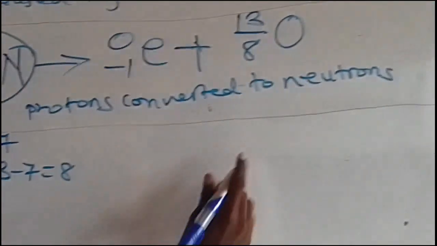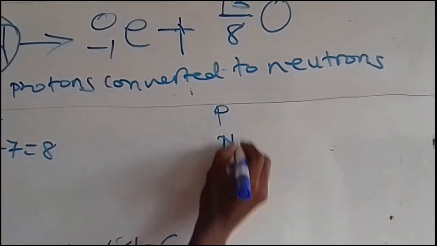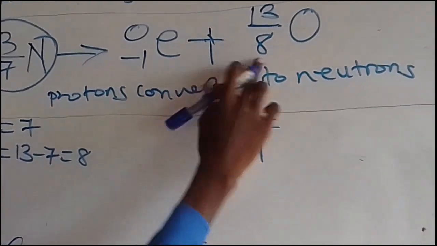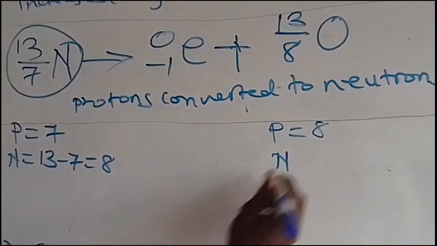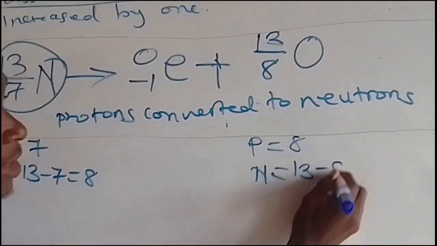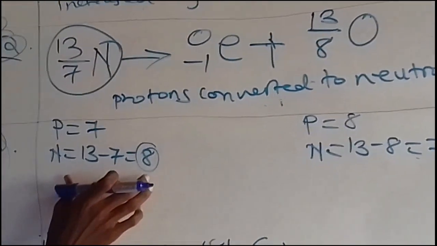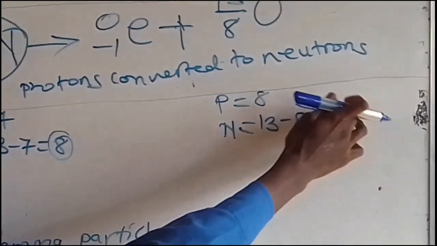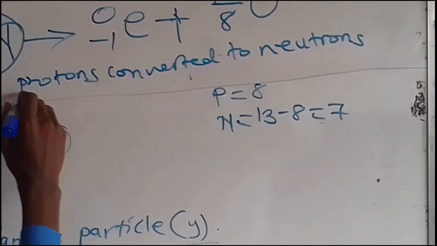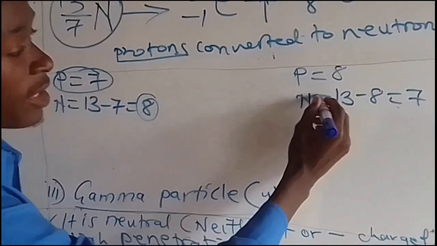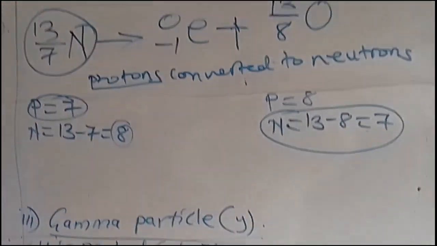What about our new element? The number of protons and the number of neutrons. Protons, how many are they? 8. What about neutrons? Neutrons, we take 13 minus 8, that is 7. So this 8 is the number of protons, and this 7 is the number of neutrons. We have realized that the number of protons was 7, and one was converted to neutrons. The number of neutrons in our new element is 7.